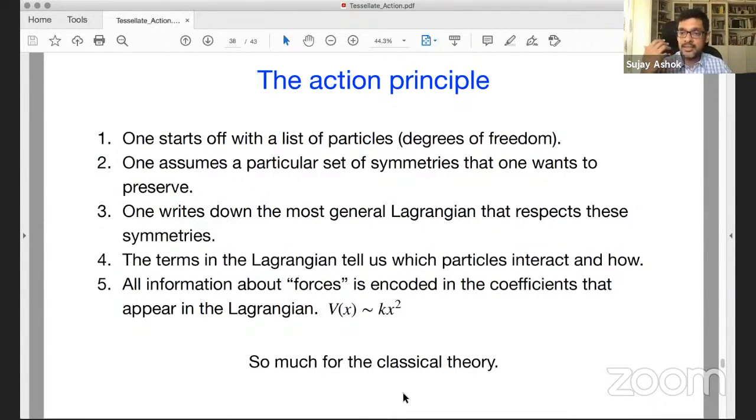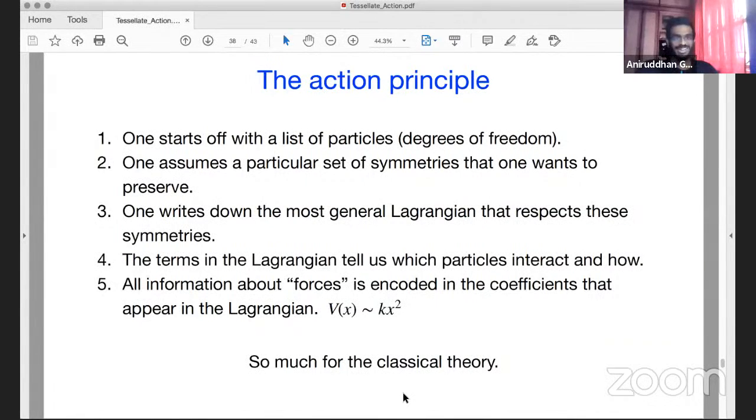So I hope this helps you to understand why theorists work with action principles. I have a few more slides for the quantum. Should I stop now? My time's up, but I think we can go ahead.